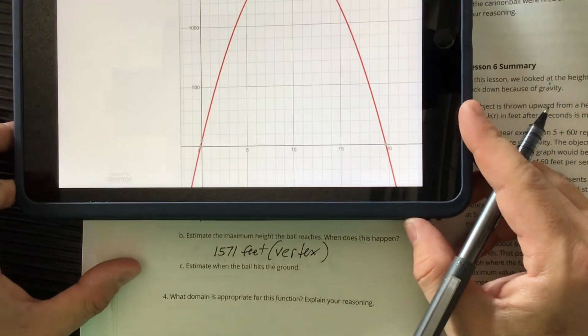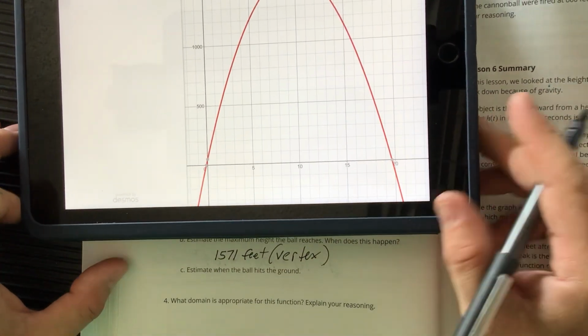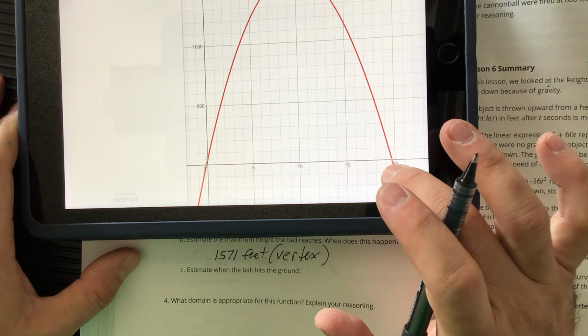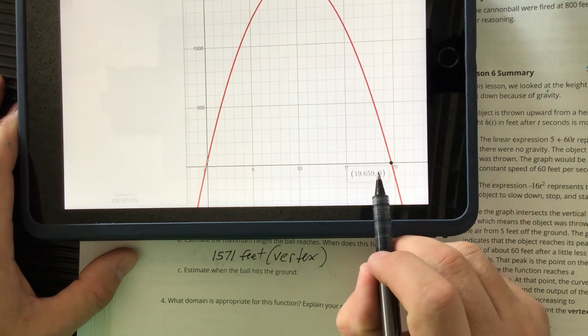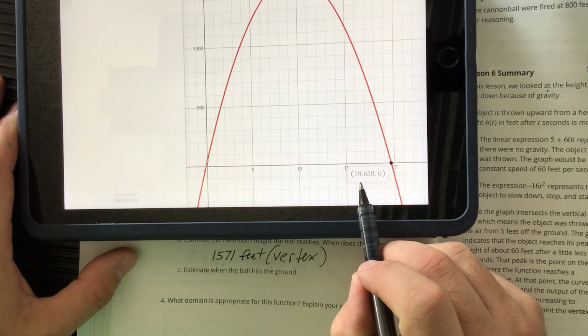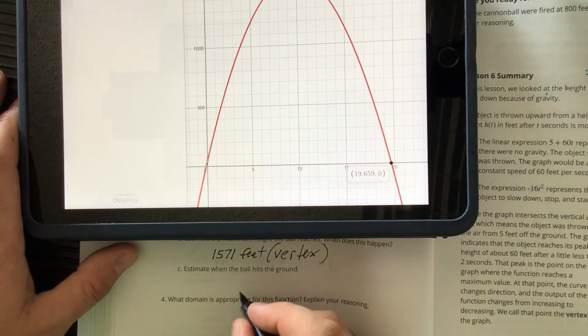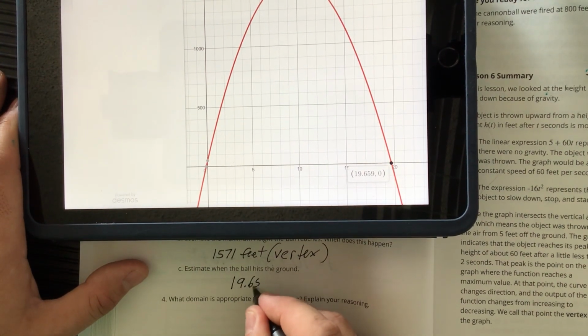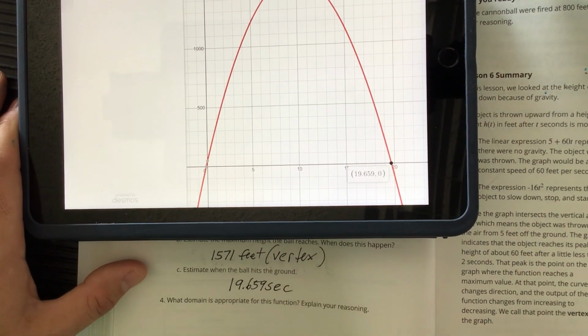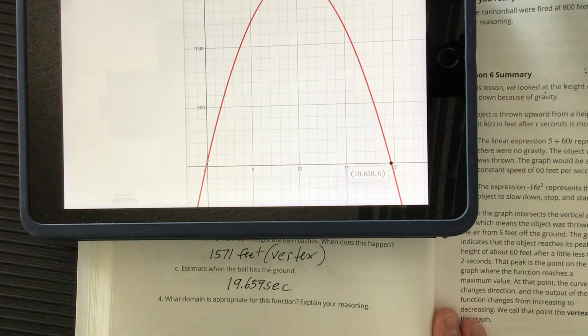Okay, when does the ball hit the ground? That is called a 0. It's going to have a height of 0. 19 seconds. 19.659 seconds.